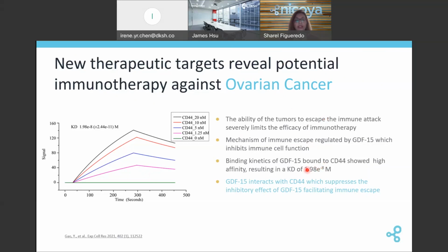interrogating. So with SPR, they looked at binding kinetics of growth differentiation factor 15, GDF15, which was bound to a protein called CD44. It's a surface protein on dendritic cells. And this was because this protein was elevated in women with ovarian cancer. So on the left-hand side, you can see the sensorgram where GDF15 binds to CD44 with high affinity. And they concluded that this interaction suppressed the inhibitory effect of GDF15, thus facilitating immune escape.